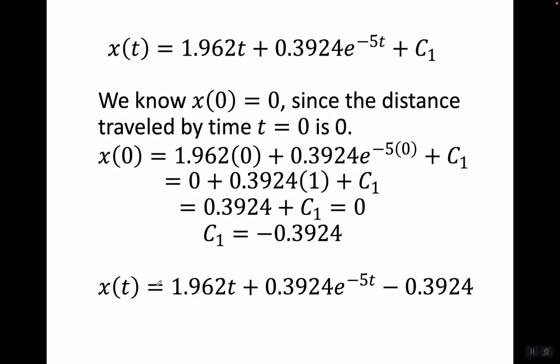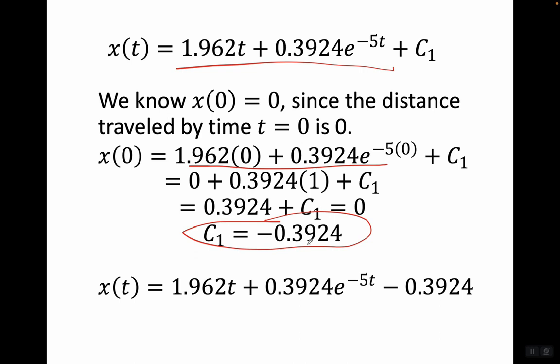So we know x of 0 equals 0 because the distance traveled, that's x of t, the distance traveled by time t equals 0 is 0, because at time t equals 0, it hasn't gone anywhere. So x of 0, plug in t equals 0, and this equation is now going to look like this. That simplifies to 0 plus 0.3924 times 1 plus c1. In other words, it's 0.3924 plus c1, and that equals 0 because x of 0 equals 0. So our c1 is negative 0.3924.